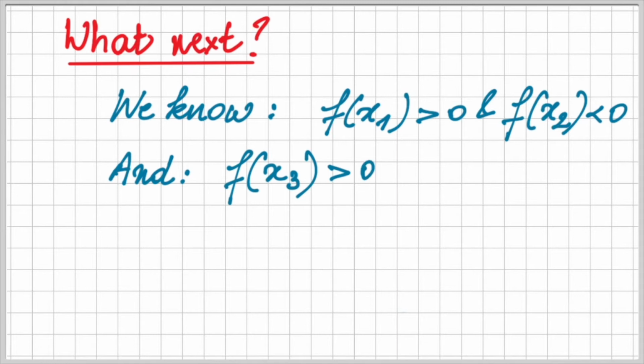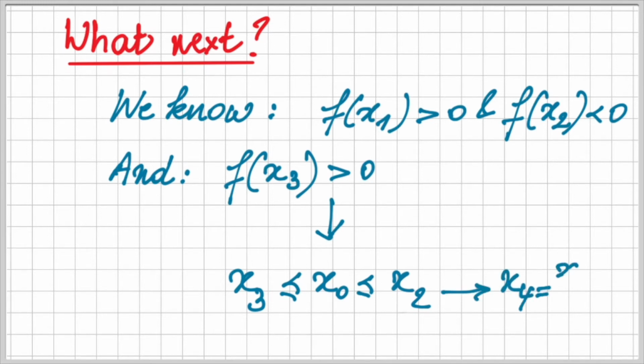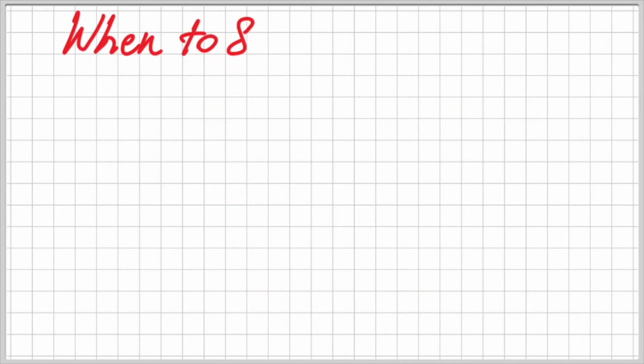Let's say that f of x3 is larger than 0. It means that x3 is to the left of x0. And now we can say that x0 is between x3 and x2. Now we can calculate a new average, a new estimate, which is x3 plus x2 divided by 2. And we continue with this calculation. Now it's always a question, when do we have to stop?